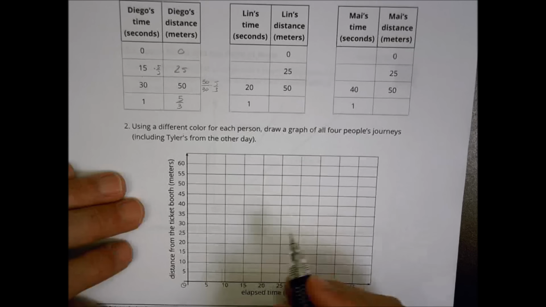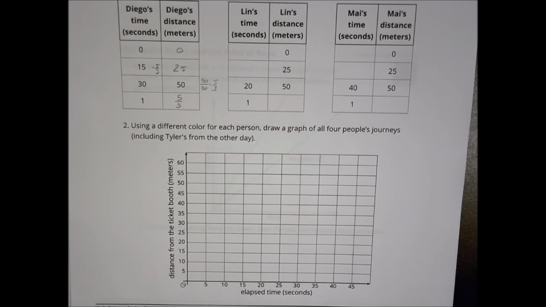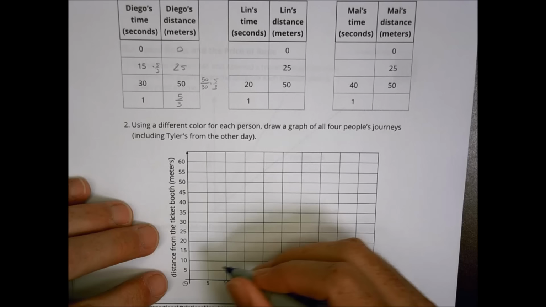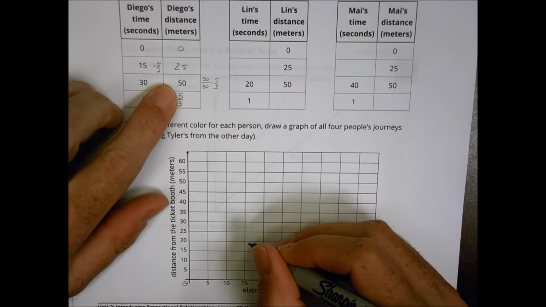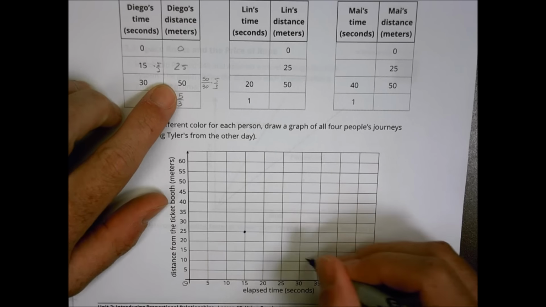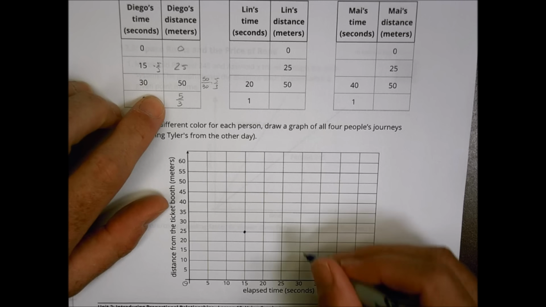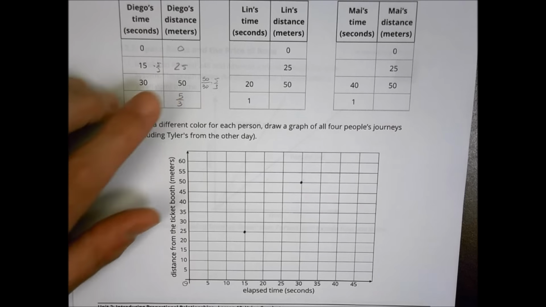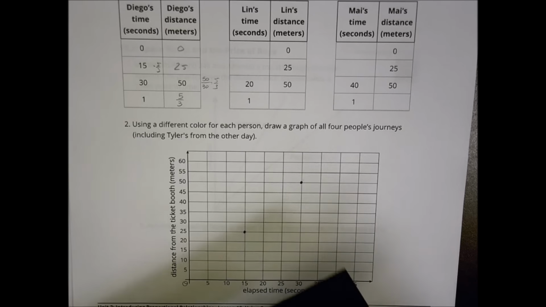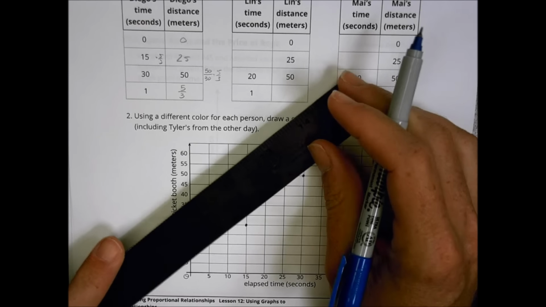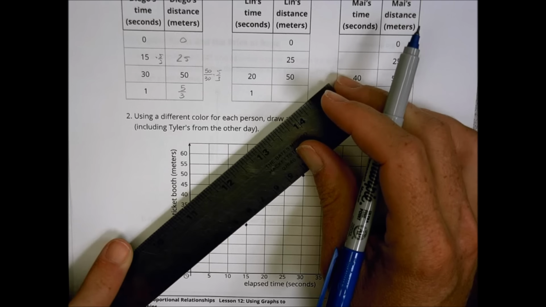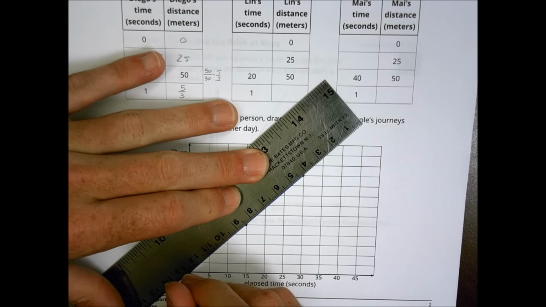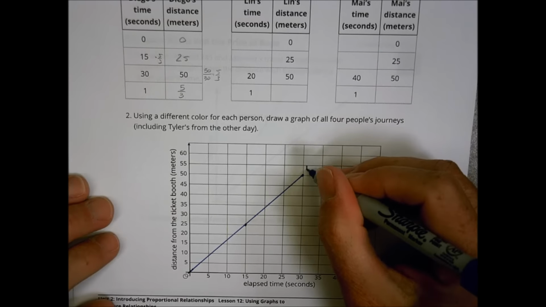In terms of plotting this out for Diego, we could say that at 15 seconds he has gone 25, so he's here, and at 30 seconds he has gone 50, which is here. This is Diego's distance, going 50 meters in 30 seconds as his ultimate time. So we put this here for Diego, and I put a D right there for Diego.